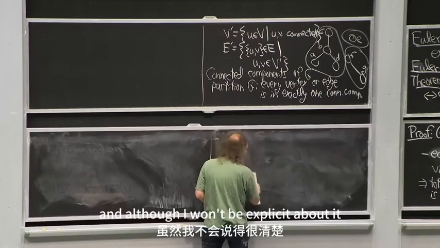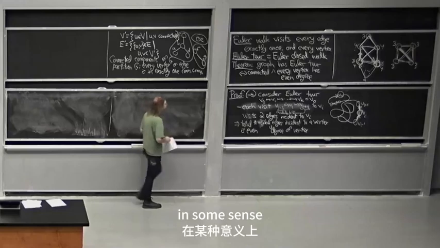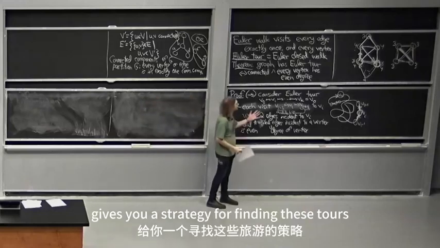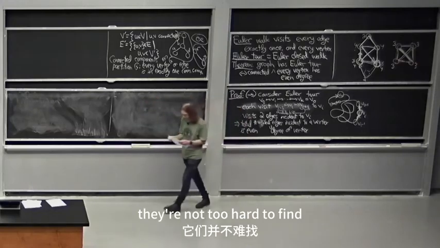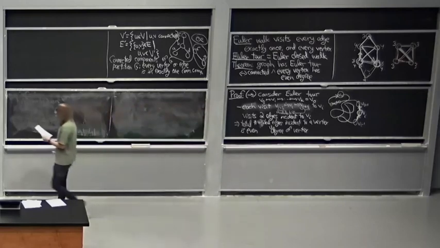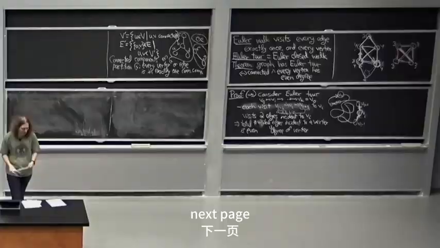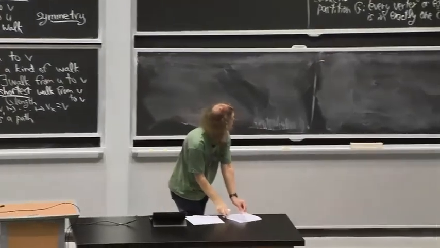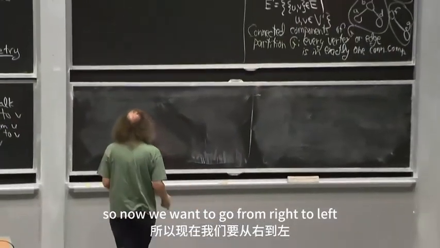And although I won't be explicit about it, this proof also, in some sense, gives you a strategy for finding these tours. They're not too hard to find. OK, next page. So now we want to go from right to left.